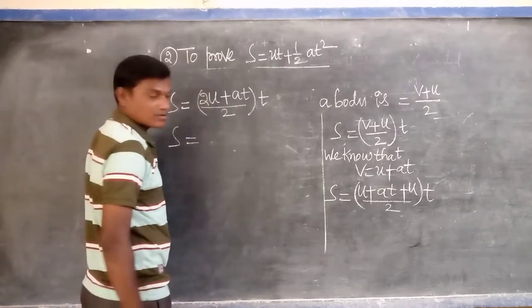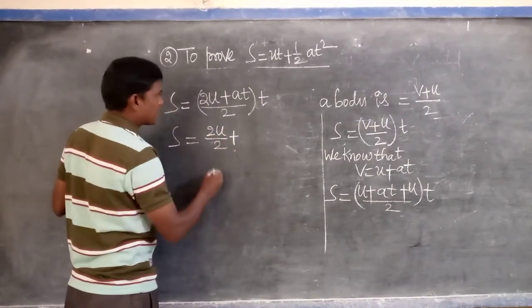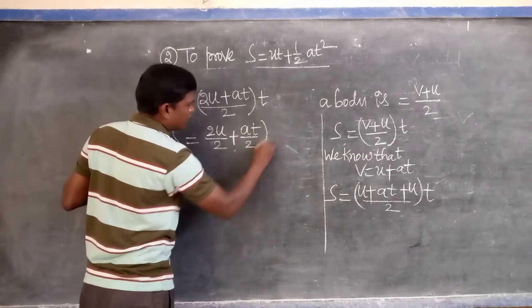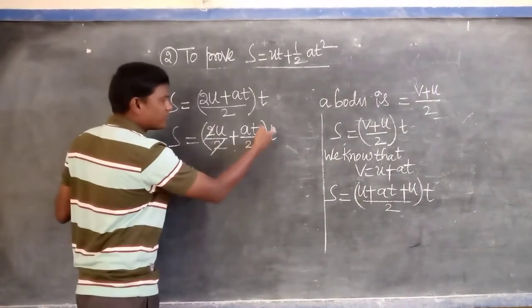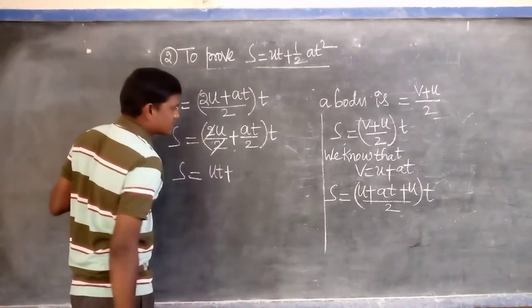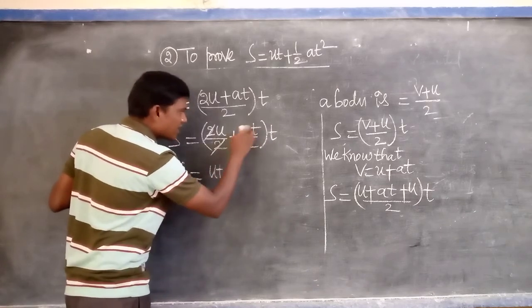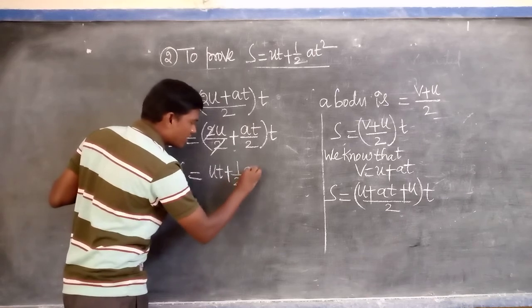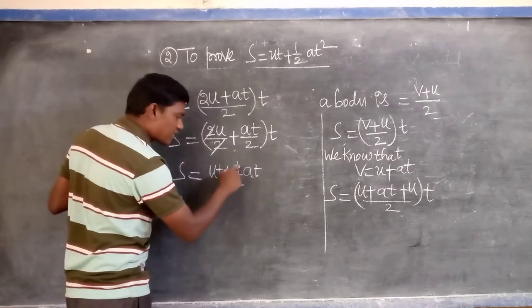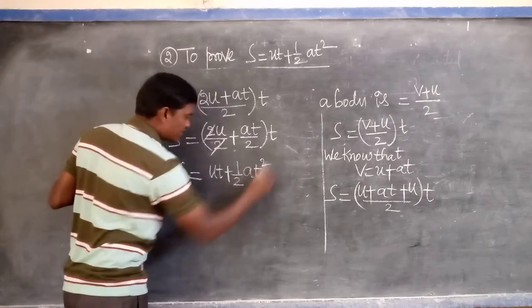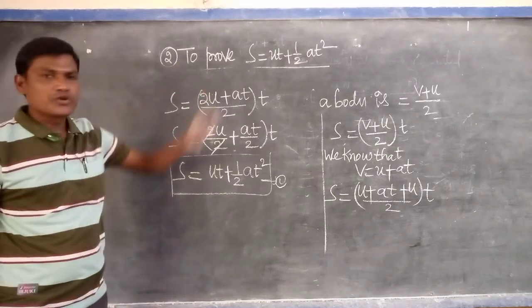s is equal to... here we can write separately first inside. 2u by 2 plus at by 2 into t. 2 gets cancelled. s is equal to u into t, ut. That's why ut plus here, at into t, t square. That's why here, at by 2 means we can write half at, half into at, but t into t is t square. So we are proving s equals ut plus half at square, or not?